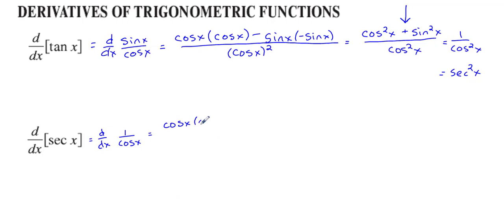0. Minus high, d low, all over cosine squared. And we could write cosine squared x also, but I'm going to write it like this. All right, multiplying by 0. Negative times negative is positive, so we have sine x over cosine x squared.